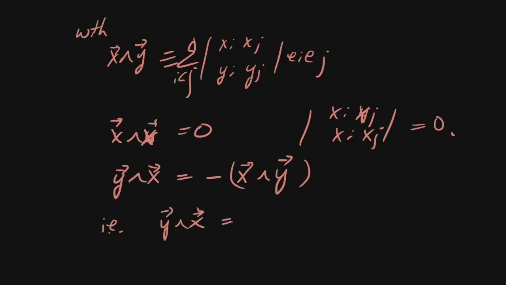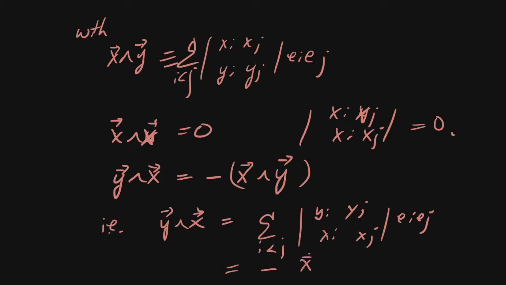If we swap y with x, we still have the sum over all i less than j, but we have the determinant of yi, yj, xi, xj, times ei, ej. Swapping two of the rows or two of the columns of a determinant toggles the sign, so that shows that this equals minus x wedge y.